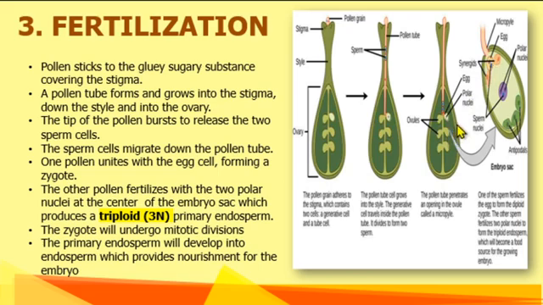The other sperm cell fertilizes the two polar nuclei at the center of the embryo sac, which produces a triploid, a 3N, primary endosperm. The zygote will undergo mitotic divisions, while the primary endosperm will develop into an endosperm, which provides nourishment for the embryo. So it technically becomes like a baby food for that small zygote.